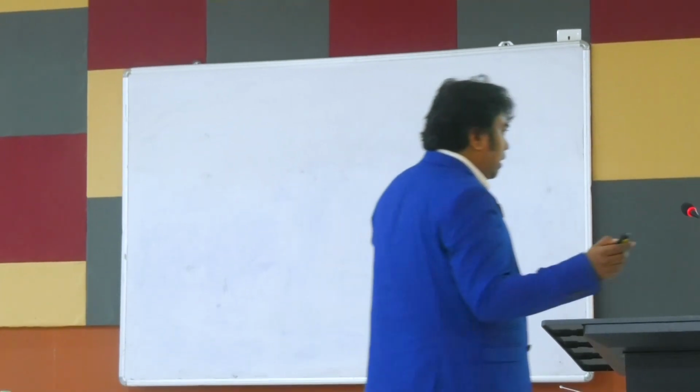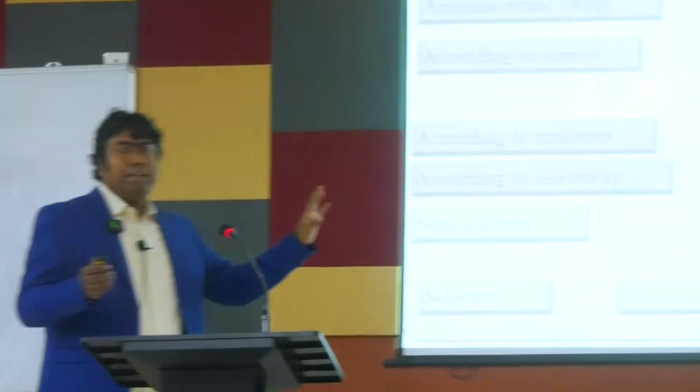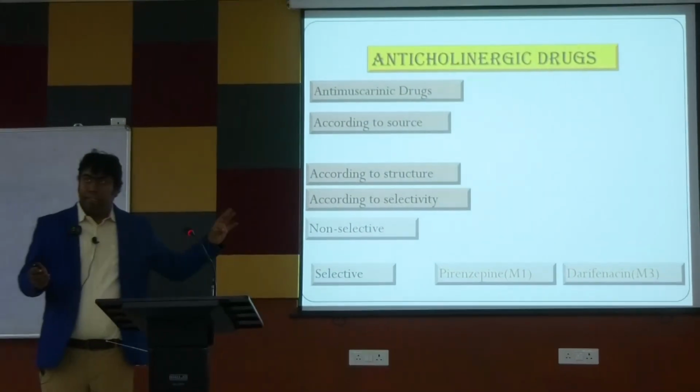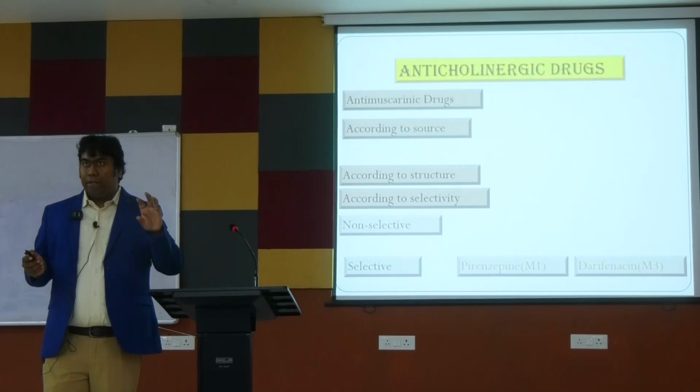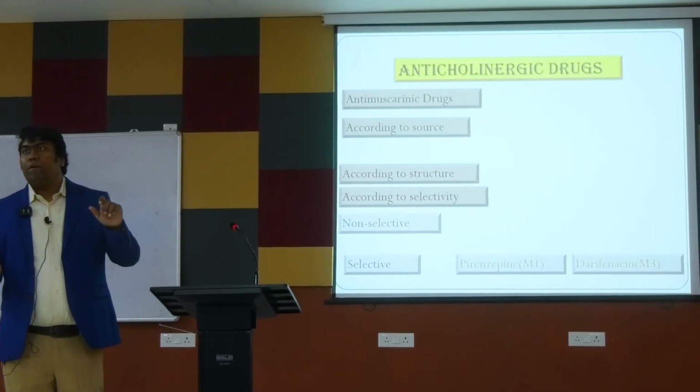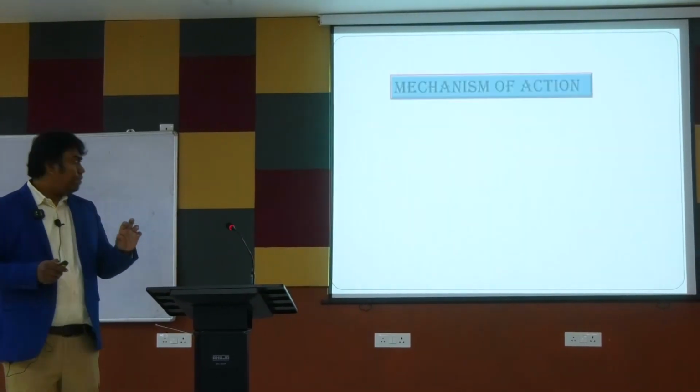M1 is present in the stomach. M2 and M3 are in smooth muscle, bronchial glands and other glands. Darifenacin affects M3, which is present in the trigone. It is used in urinary urgency.